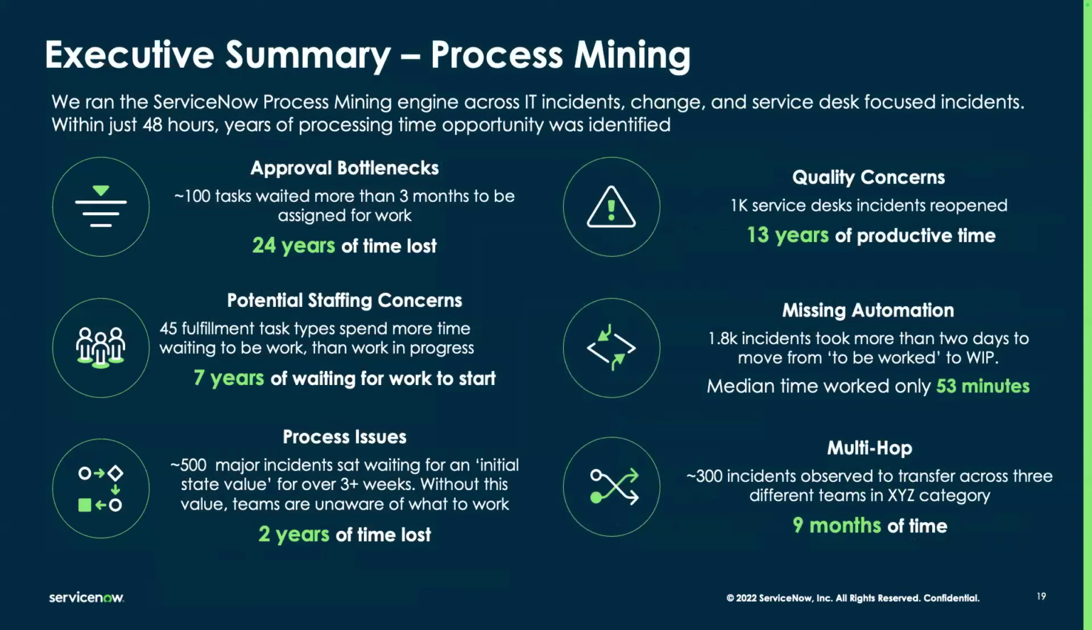Yeah, so again, executive summary, sort of big picture, aggregate numbers: 24 years of time lost to approval bottlenecks, 7 years of waiting for work to start because you don't have the right staffing, 2 years of time lost due to process issues. Again, we're talking sometimes minutes, sometimes days, weeks, months and years, right?